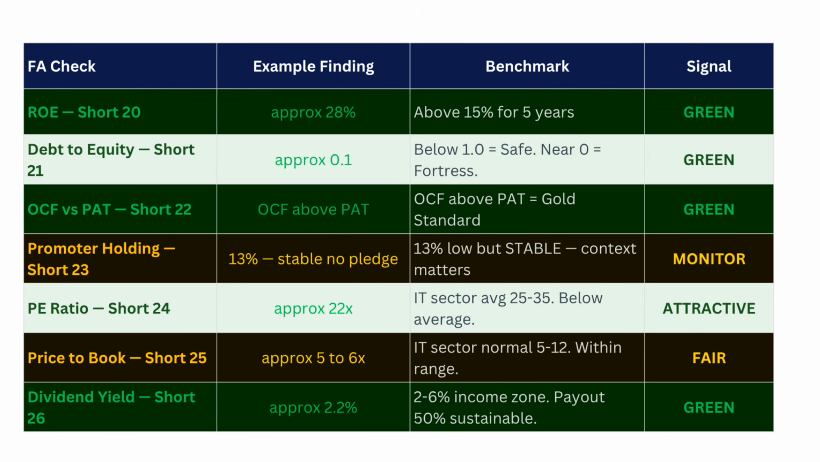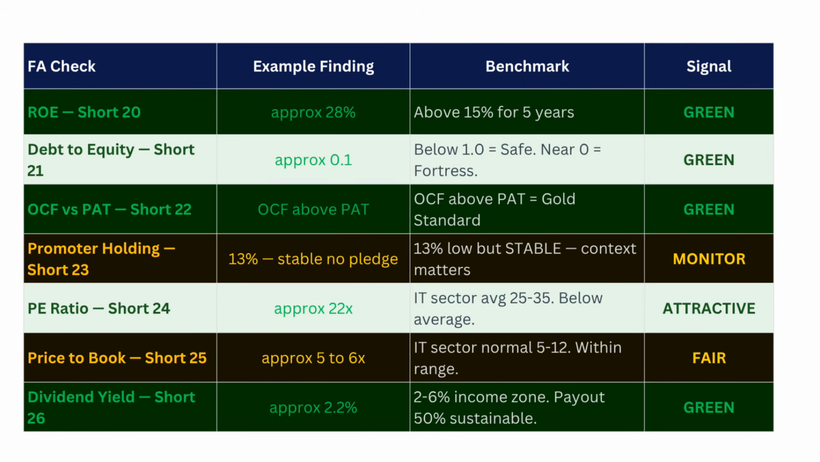I open the ratio section on screener.in: ROE from short 20, debt to equity ratio from short 21, operating cash flow confirmed, promoter holding from short 23, PE ratio from short 24, price to book from short 25, dividend yield from short 26. 7 checks, 7 minutes, the complete quality and valuation picture that no single ratio can provide.